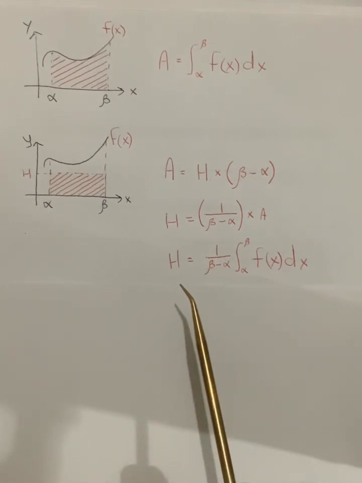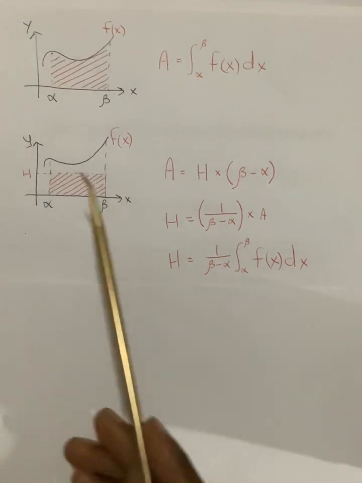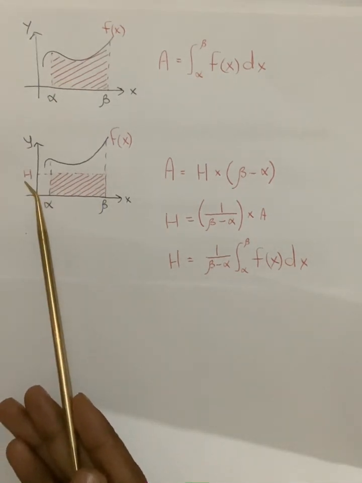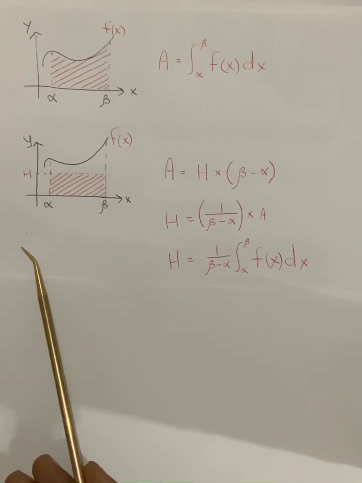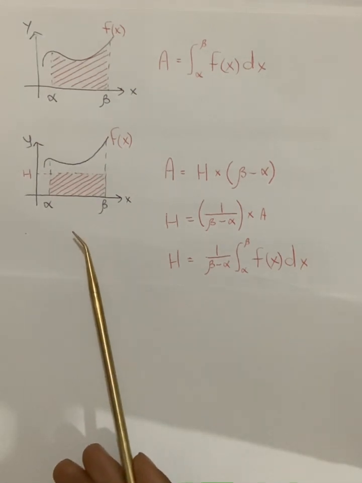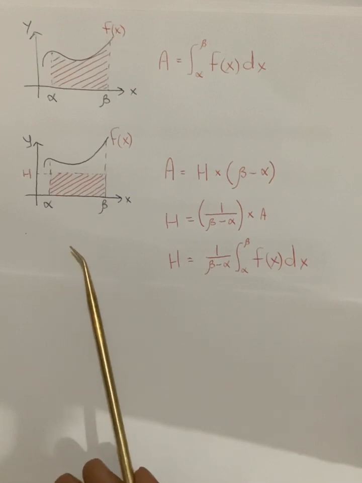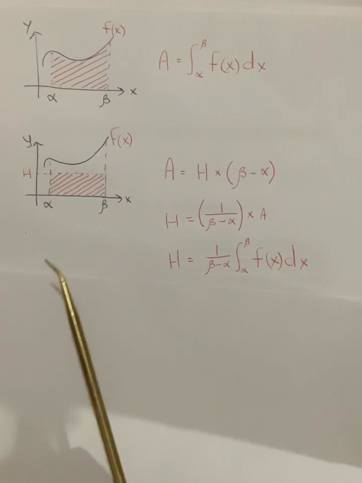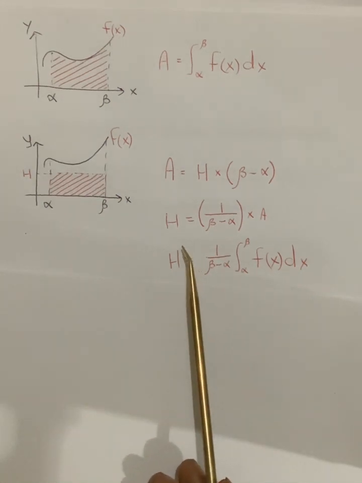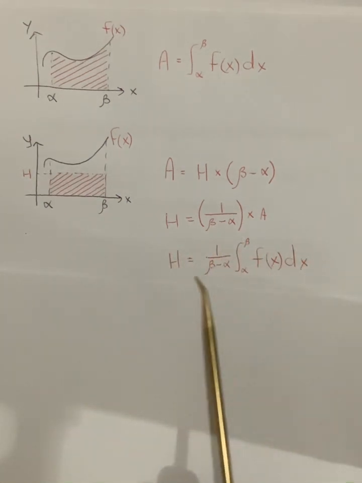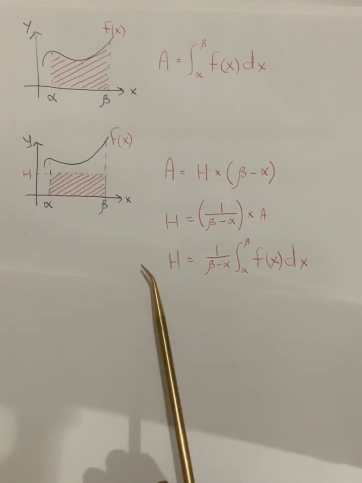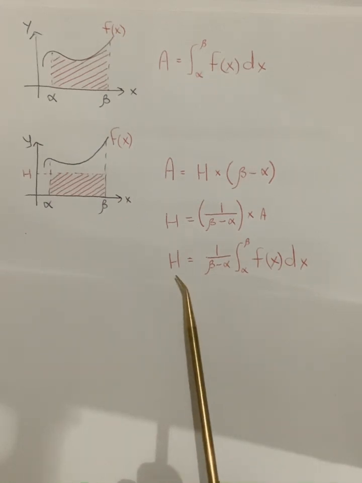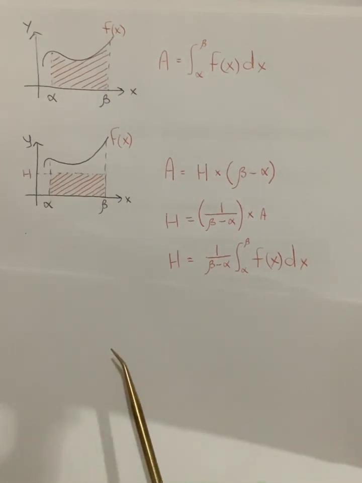But what exactly are we determining? After we've determined H, what exactly did we determine? That is what this video is about. The thing that we physically determined is what is known as your average value. This formula here is the average value. That's actually what H is. So don't just look at H as the height. H should be looked at as the average.